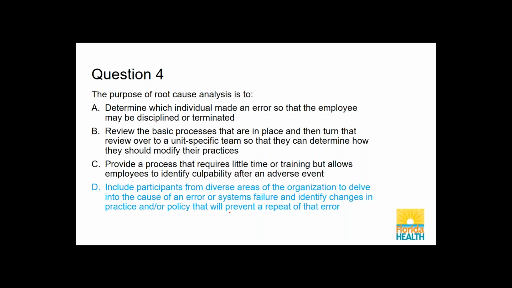First of all, they do not focus on individual blame. That is one thing that they do not do when you do a root cause analysis. So A, you should have crossed out immediately. Review the basic processes that are in place and then turn that review over to a unit-specific team so they can determine how they should modify their practices. This is not an example of a root cause analysis. Provide a process that requires little time or training but allows employees to identify culpability. Once again, culpability, they are not focusing on blaming an individual. A, B, and C are incorrect if you know what a root cause analysis is. So even if you just know what it is, that would have led you to the correct answer, which is D.